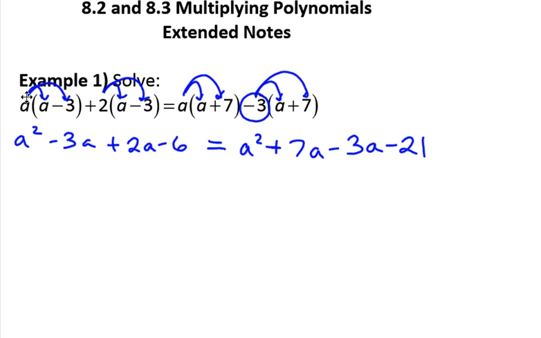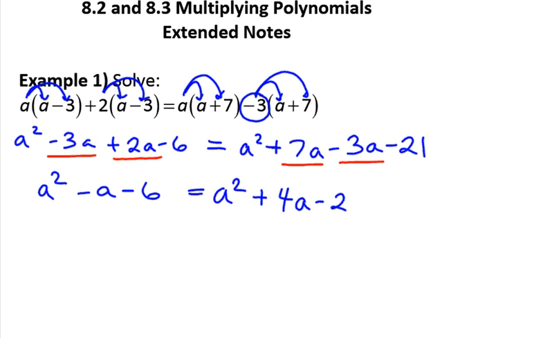Now, we still don't want to move things around on either side of the equation, so I'm going to simplify my like terms. So I'm going to see on the left side, I have negative 3a plus 2a. So again, I'm only looking at the left side of this equation. I don't want to go over to the right side yet. So simplifying that, we have a squared. Then negative 3a plus 2a is negative 1a, which we write as just negative a, minus 6. Then on the right side, we see we also have like terms, 7a minus 3a. So I'm going to simplify that. So that's going to be plus 4a, and then minus 21.